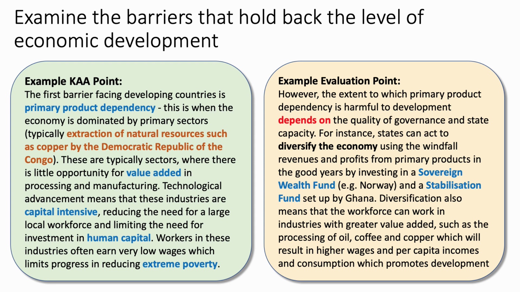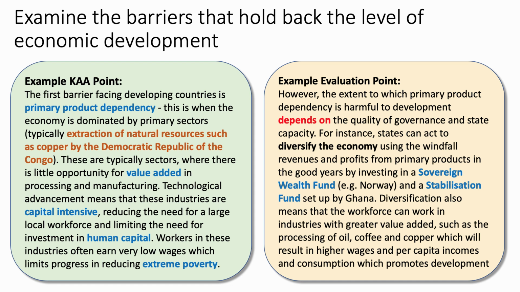Start with a "however" point here. The extent to which primary product dependency is harmful to development, linking back to the question, depends on the quality of government and state capacity. For example, some governments can use the windfall revenues, the profits from their primary products, to help diversify the economy. They might invest in a sovereign wealth fund.